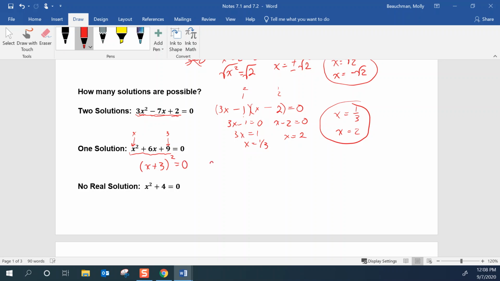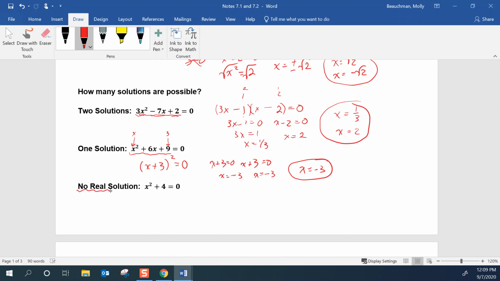So when we set each factor equal to 0, we're going to get the same answer twice. So x equals -3, x equals -3 again. So one solution is x equals -3. It just happens twice.